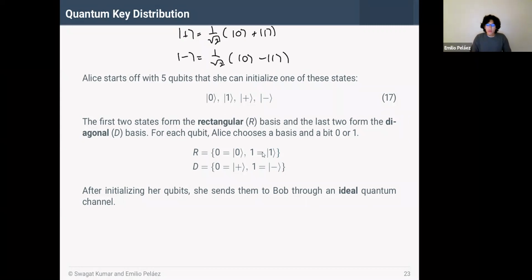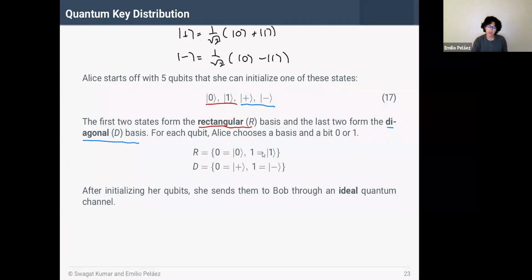Okay, so the first 2 possible states form the rectangular basis, and the basis just means that the states are orthogonal, like we showed in quantum teleportation. 0, 1 are orthogonal, and the same is true for plus and minus, which make up the diagonal basis. Okay, so we have 2 bases and 4 possible qubit states, so 2 states for each basis. For each qubit, Alice would choose a basis and a bit 0 or 1.